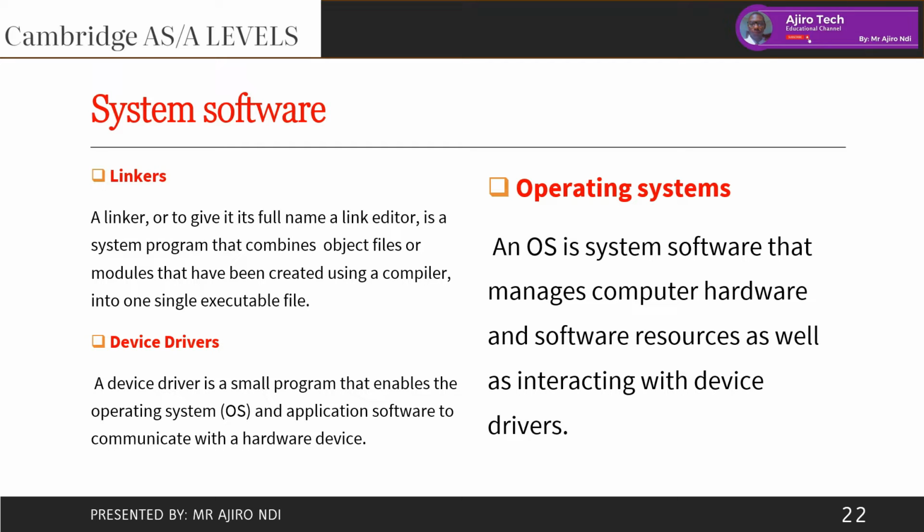Okay, what's an operating system? An operating system is a system software that manages computer hardware and software resources, as well as interacting with device drivers. I think for A level, this is the best way to put it. I don't want to give you a very simple definition. This is the best, because this is what will fetch you your mark.